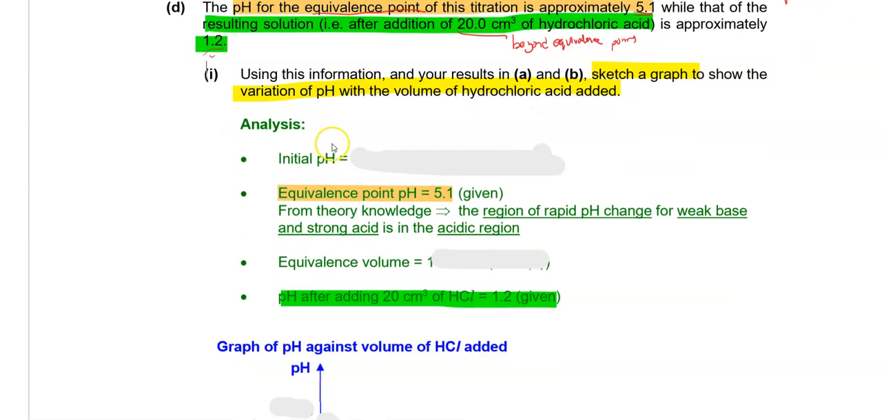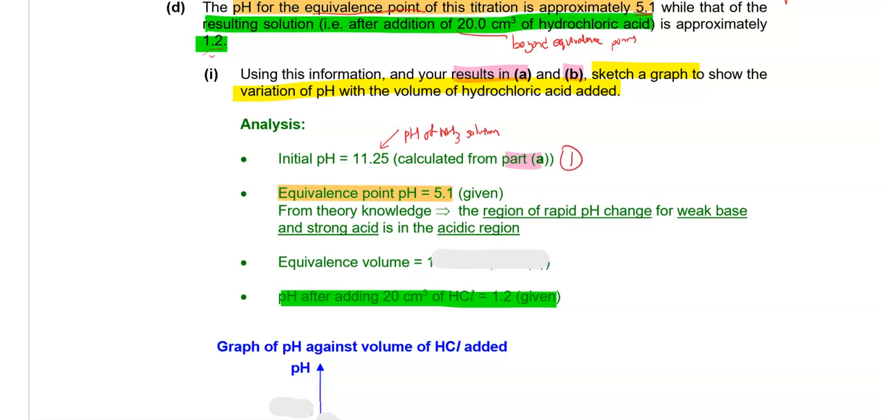Okay, so we are going to make use of our results in A and B to sketch a graph. So what do we know? The initial pH is 11.25. That's calculated for part A. That's the pH of the NH3 solution.